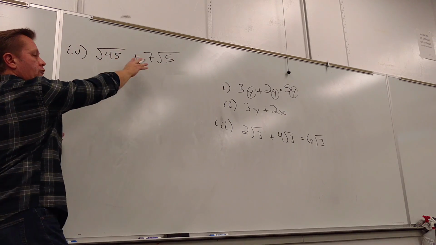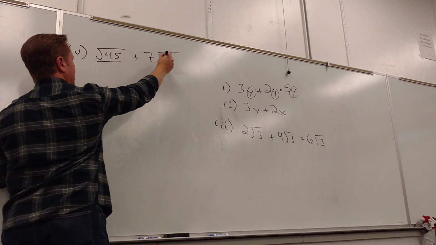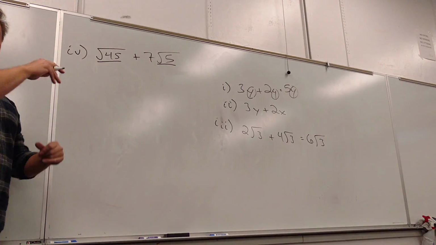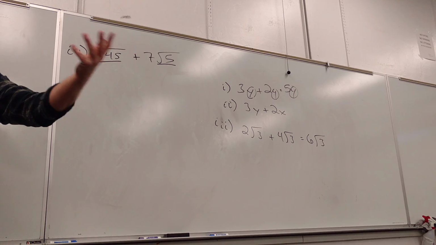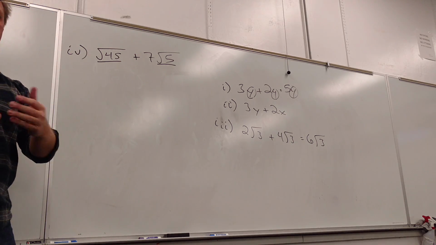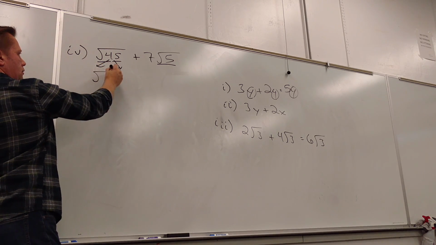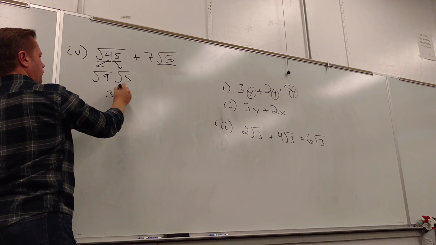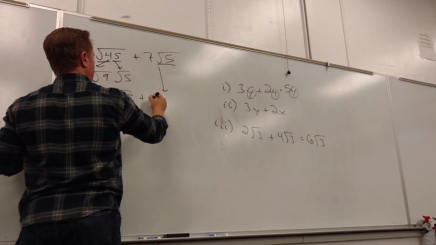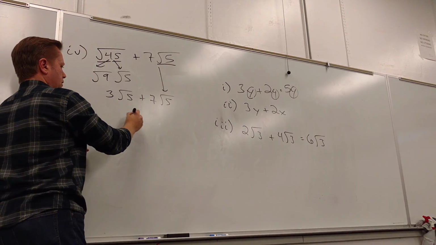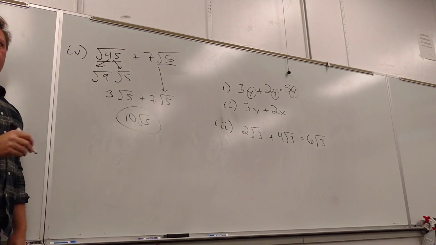Because I really want you guys to understand that this is like X and this is like Y. They're different unknown things. I can't put them together. I can't consolidate them, 3 and 5. But the square root of 45, you can break it down as the square root of 9 times 5. So that's 3 radical 5. Plus 7 radical 5 is 10 freaking square root of 5. I love it.